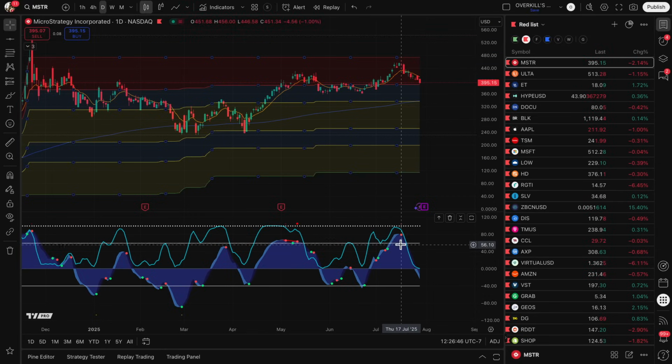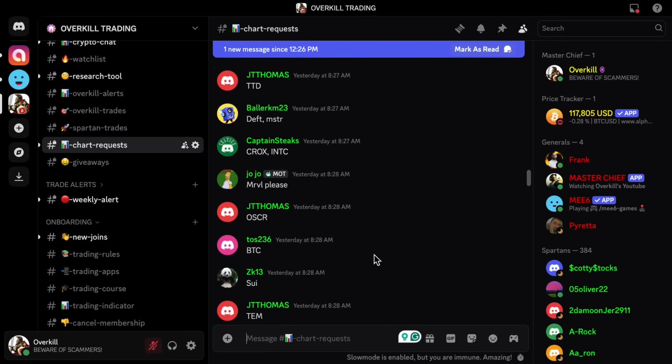If anything, I would have looked to take some profits here on that red dot that came in the red zone right there at 450. Great spot to be taking some profits. Again, red dot in the red zone is where we are selling. Okay, we don't want to buy in the red zone. We want to take profits in the red zone.